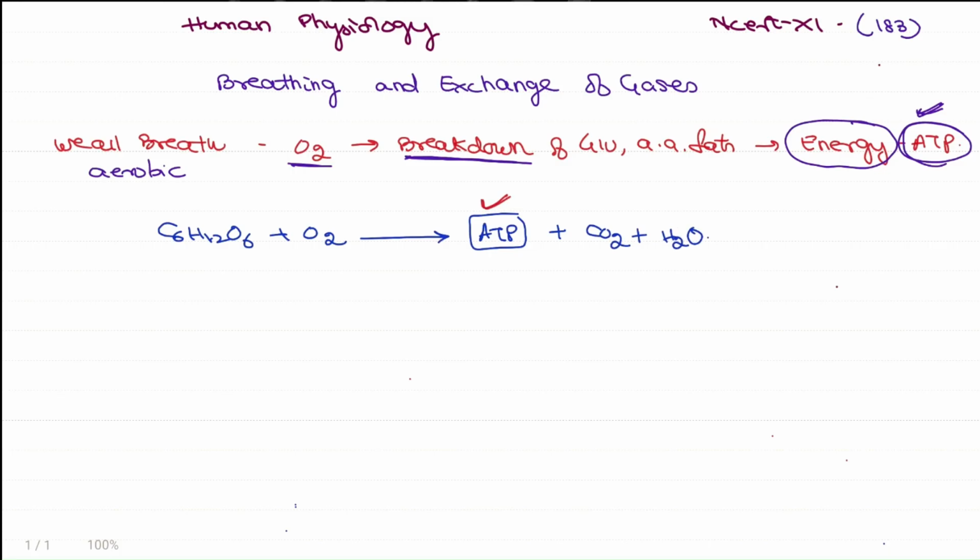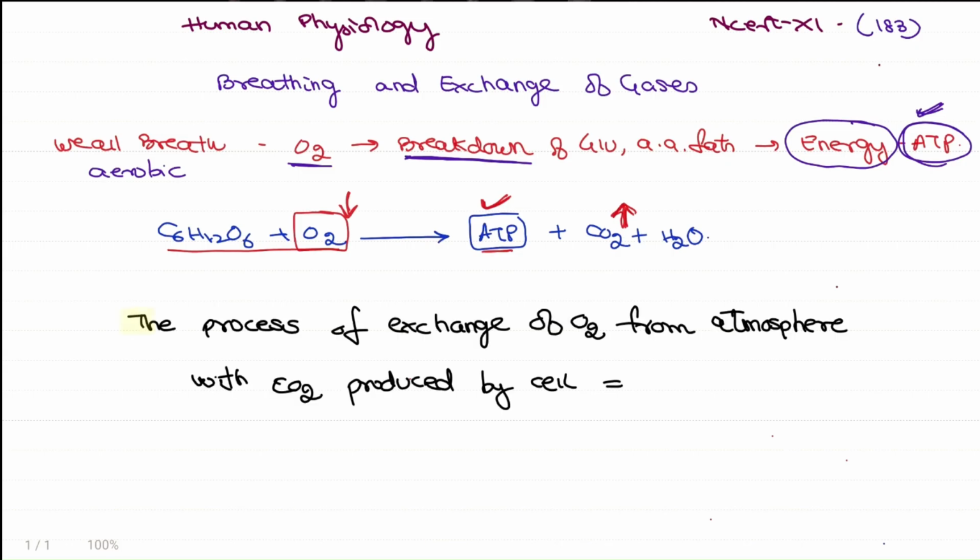So this means that to get a continuous supply of energy, ATP, we have to continuously break down the food substances. So you have seen that in this metabolic activity, we are using oxygen and we are releasing CO2. So we have to continuously take oxygen from the atmosphere, and we cannot store CO2 as it is toxic, so we have to release it out. So this process of exchange of oxygen from the atmosphere with the carbon dioxide produced by the cell is called breathing, which you also generally call respiration.